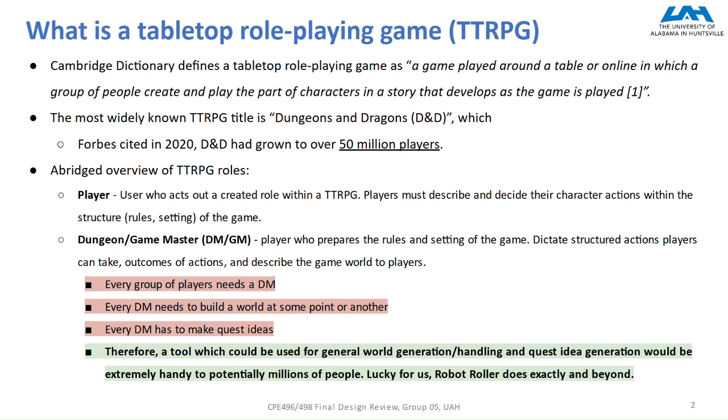So just a quick introduction to tabletop role-playing games. According to Cambridge Dictionary, it is a game played around a table or online in which a group of people create and play the part of characters in a story that develops as the game is played. There is a very large player base, estimated 50 million players in 2020 by Forbes, and each of those players is either a player or a dungeon master.